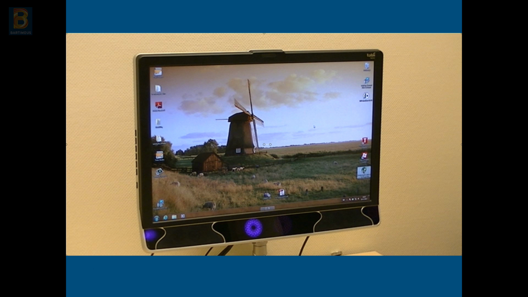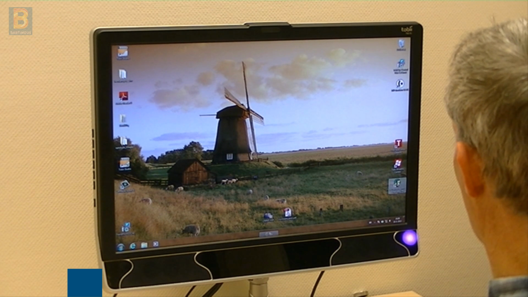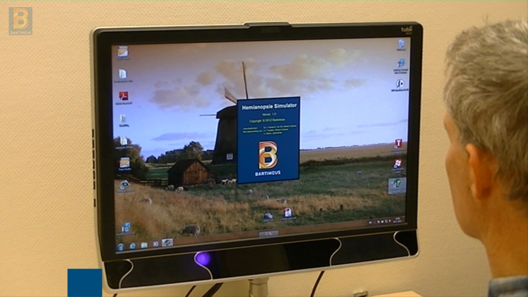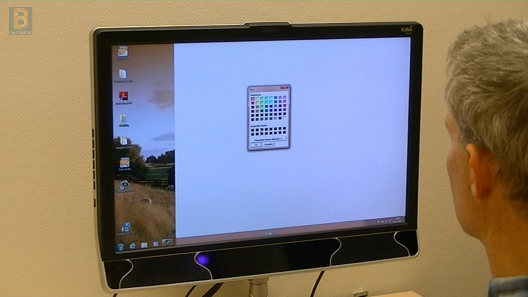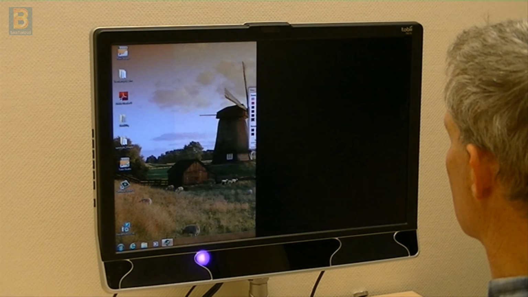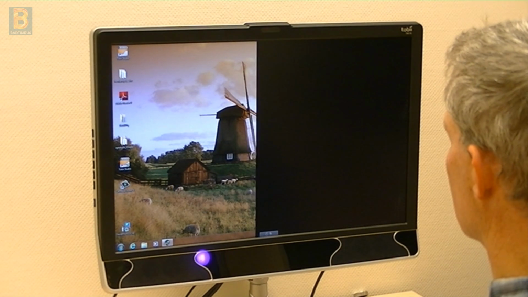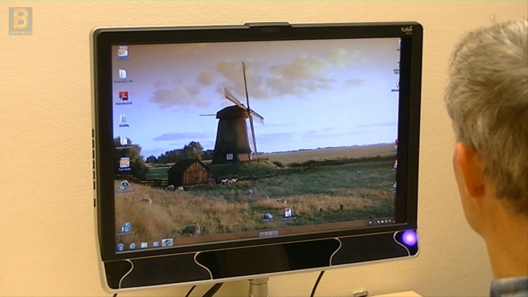Homonymous hemianopia is simulated by removing the image on a monitor on the left or the right side of where the subject is looking. Here the simulation program is started. Next, a color is chosen for the blind half field. In reality, this of course does not have a color. It simply is not there.